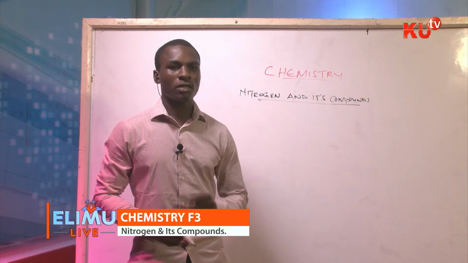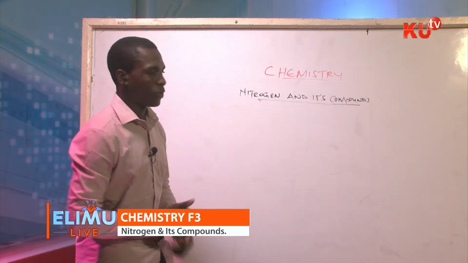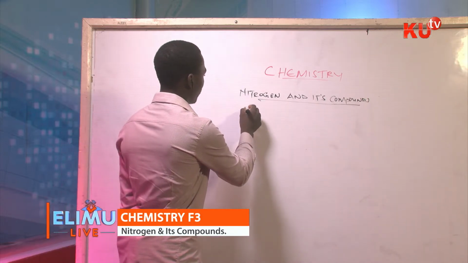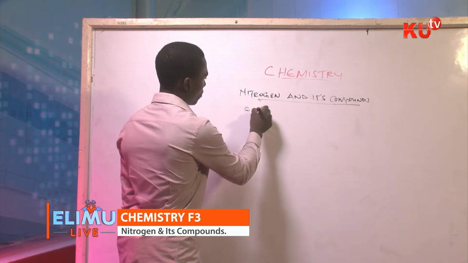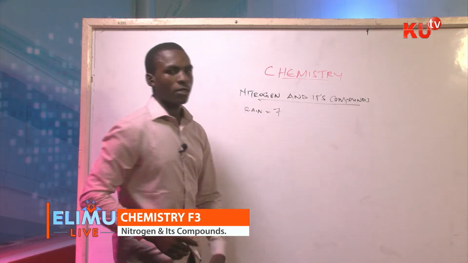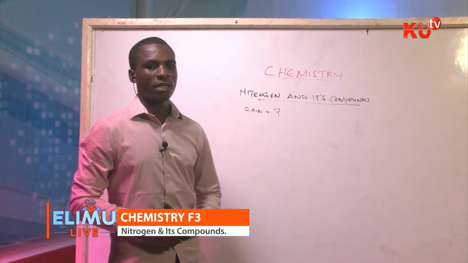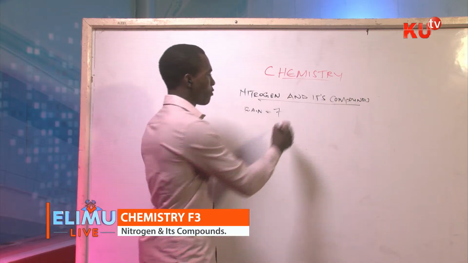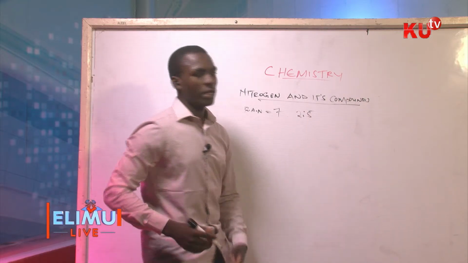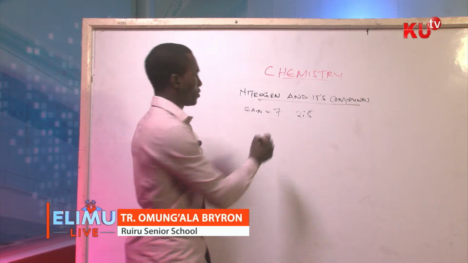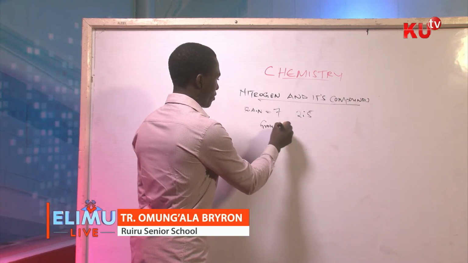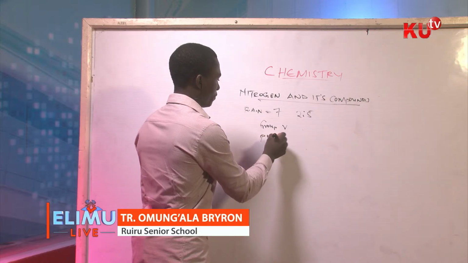So nitrogen, it's an element with atomic number 12, or not 12 but 7. So the relative atomic number of nitrogen is 7. So it is element number 7 on the periodic table, giving it an electronic configuration of 2,5, meaning that it belongs to group 5. So nitrogen belongs to group 5 and period 2.